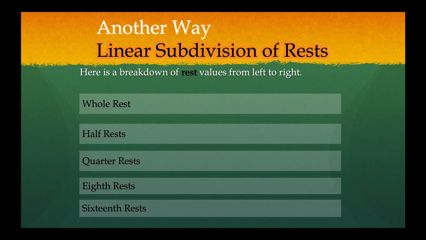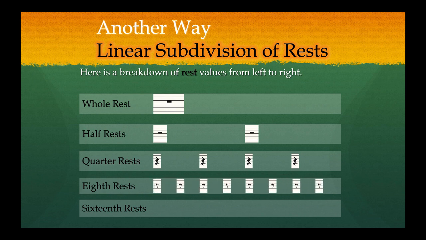So let's look at the linear subdivision of rests. So it's a breakdown from left to right. We start with our whole rest, subdivide to 2 half rests, 4 quarter rests, 8 eighth rests, and 16 16th rests.